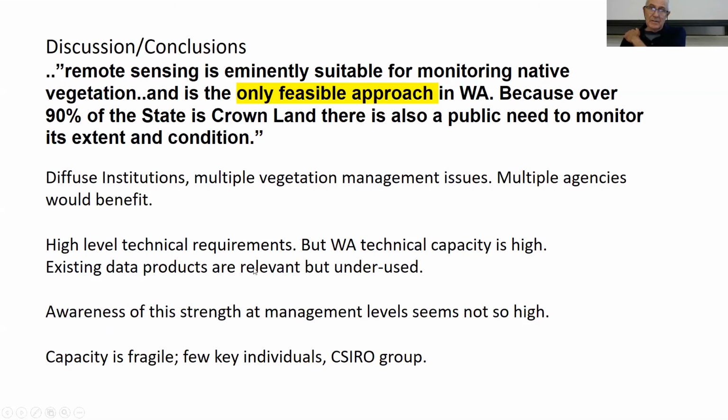Having an effective remote sensing group, I think you can probably work out, has some high-level technical requirements. But the technical capacity by world standards in WA is very high. The existing data products are relevant, but underused. And I would say awareness of the technical strength in WA at management levels in some of the NRM agencies is probably not as high as it should be. I guess the risky comment here is that the capacity is fragile. It really depends on a few key individuals. And the CSIRO group, as you know, CSIRO groups can be redeployed and some of them even retire.